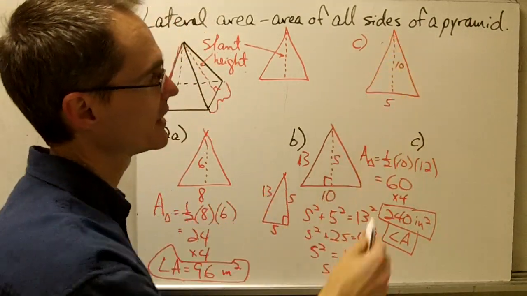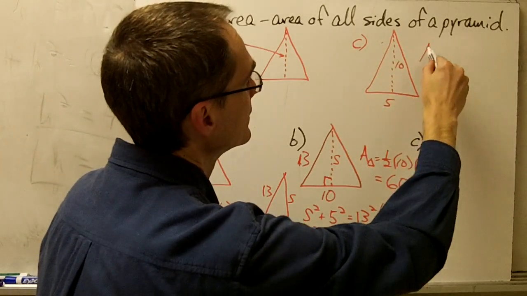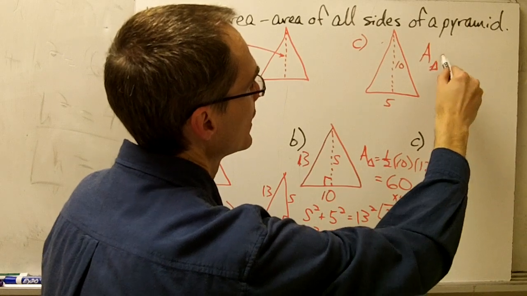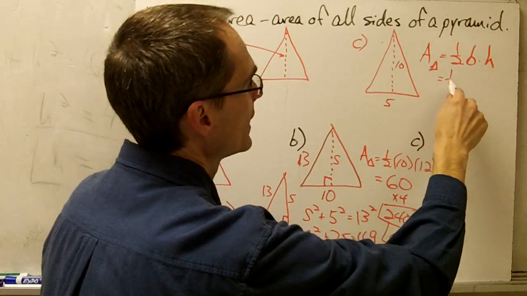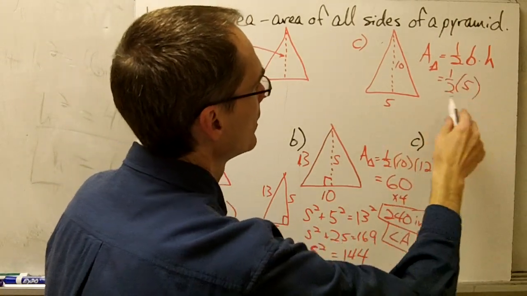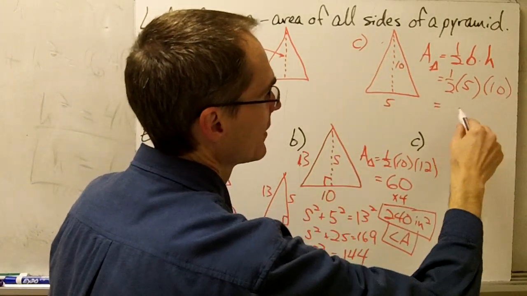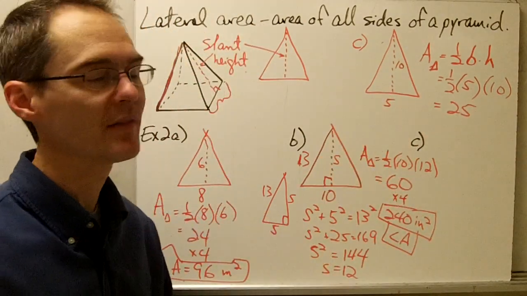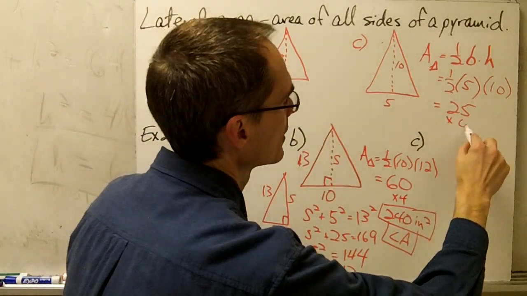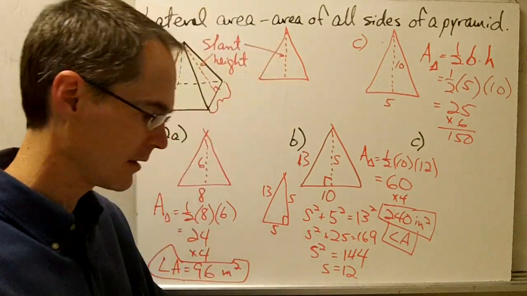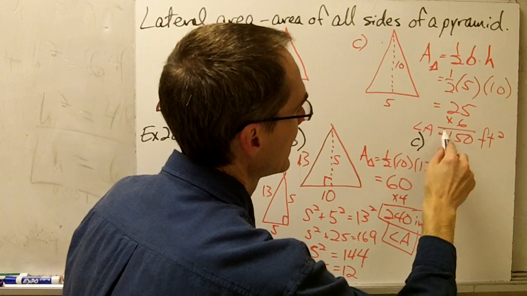So I have enough information given to me in the picture to calculate the area of one of the sides of my pyramid. It's going to be the area of this triangle, 1/2 base times height. So let's see, 1/2, my base is 5. My height, that is the slant height of my pyramid, is 10. So that's 1/2 times 50, which is 25. So 25, again, is the area of one of my side triangles. I've got 6 of them, so I multiply that times 6. And that gives me 150 square feet. And that is my lateral area.